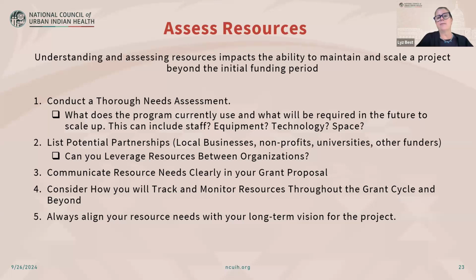When writing your grant proposal, communicate your resource needs clearly. Outline what you have, what you need, and how these resources align with your long-term vision of the project, tying it all together. Be specific about how additional resources will help scale up and sustain your program. Track and monitor resources throughout your grant cycle and beyond. Regularly review resource usage and assess whether you're meeting your needs. This ongoing monitoring helps ensure that resources are used effectively and can guide adjustments as needed.